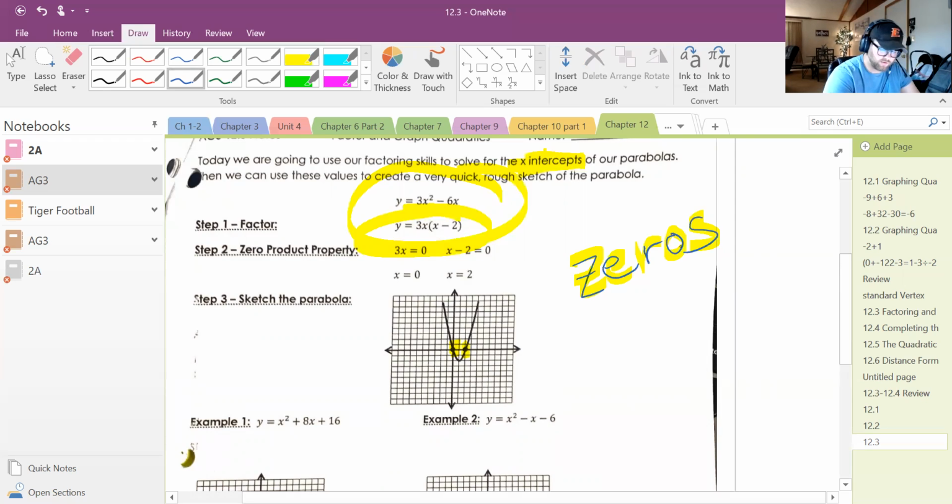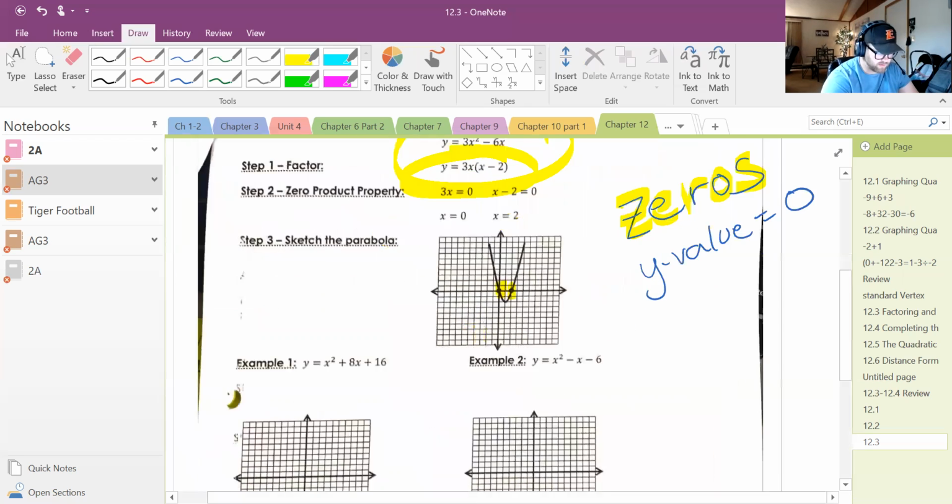Zeros, cool, artsy. I call them zeros because at these 2 points, the y value equals 0. Okay, that means it's on the x-axis. It's the x-intercepts. However you want to say it, everything means the same. X-intercepts, zeros, roots, doesn't matter. Okay.